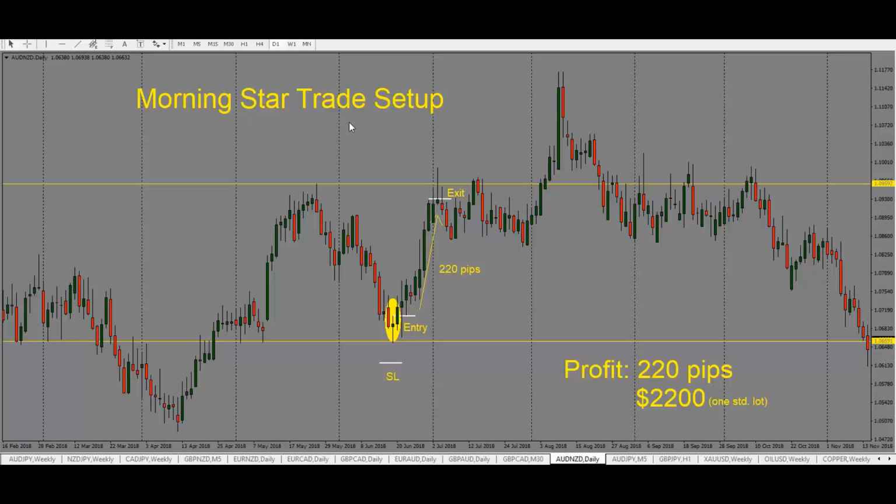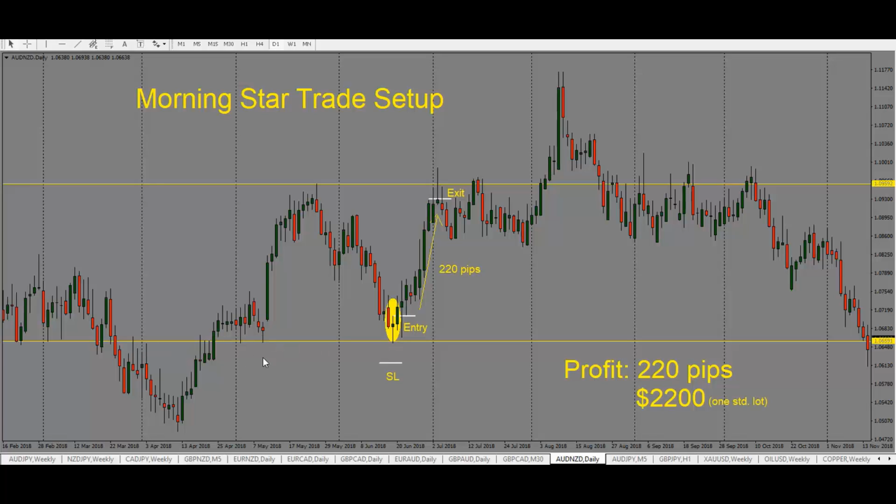Here we're looking at a Morningstar trade setup. This is Aussie New Zealand daily chart. A Morningstar trade setup is formed with three candlesticks. Here we can see a bearish candlestick. We see that price had been coming down. And then we have this doji in the middle, this indecision candle. And finally, we have a bullish candlestick. The three candlesticks together give us our Morningstar trade setup.